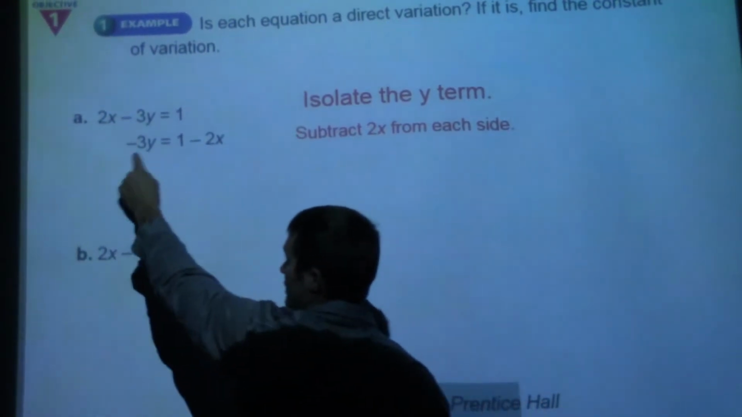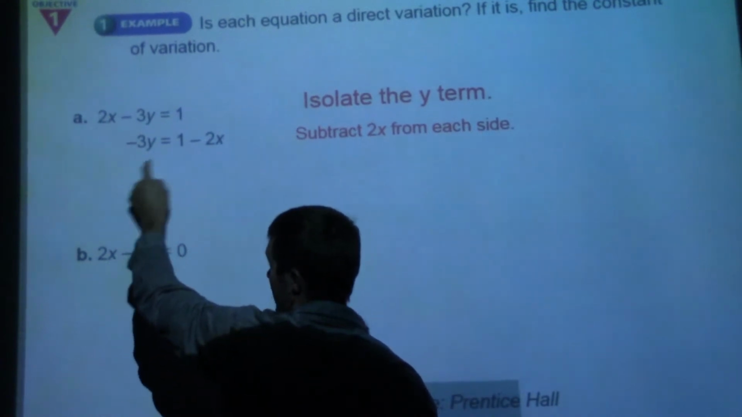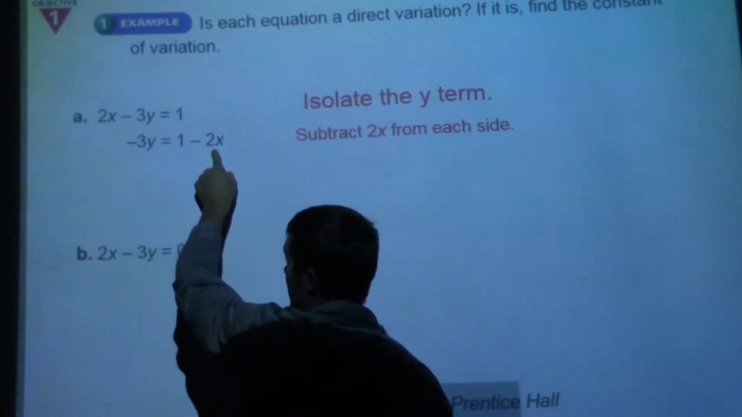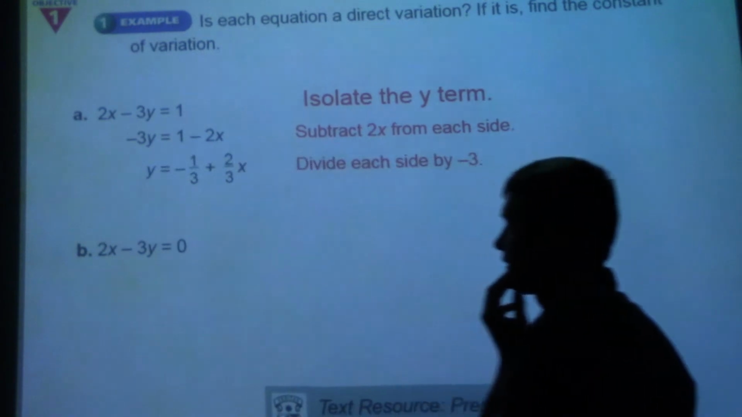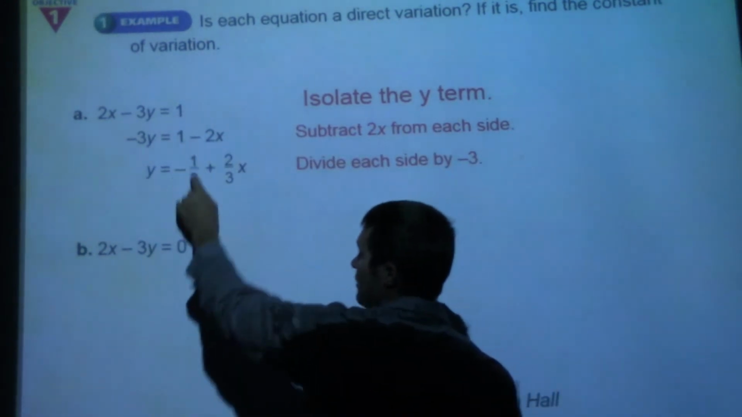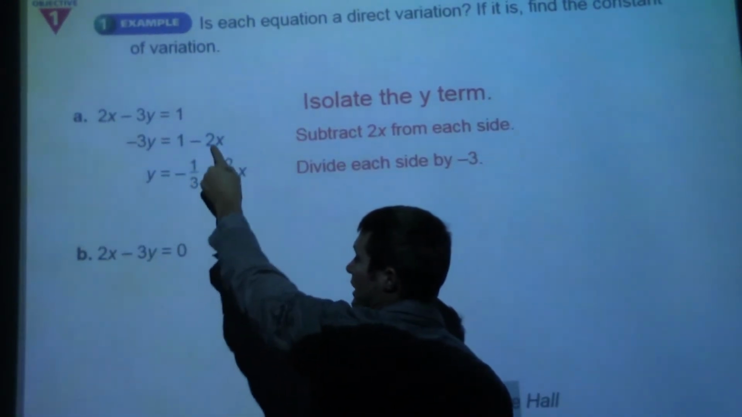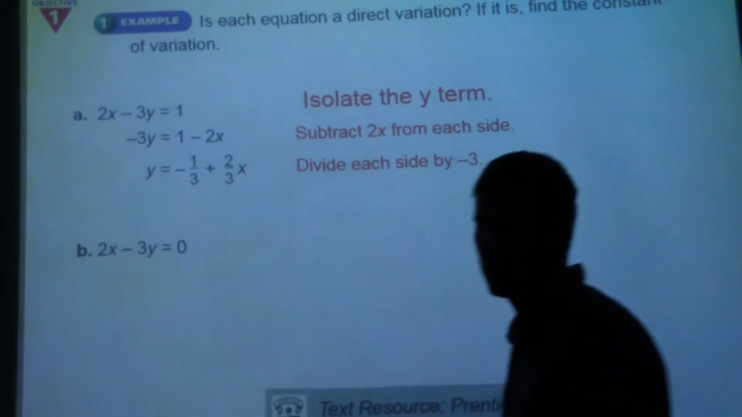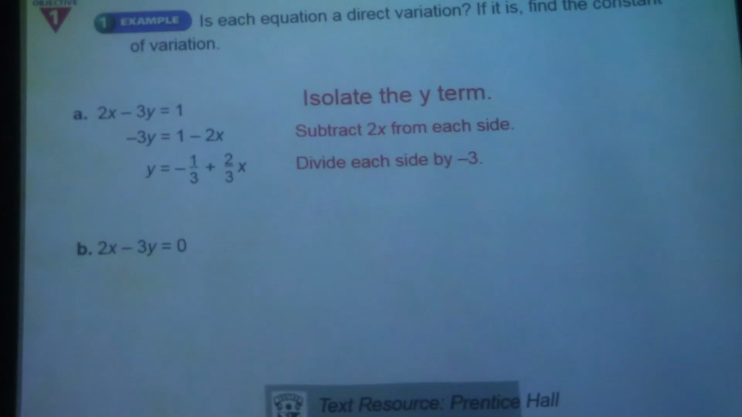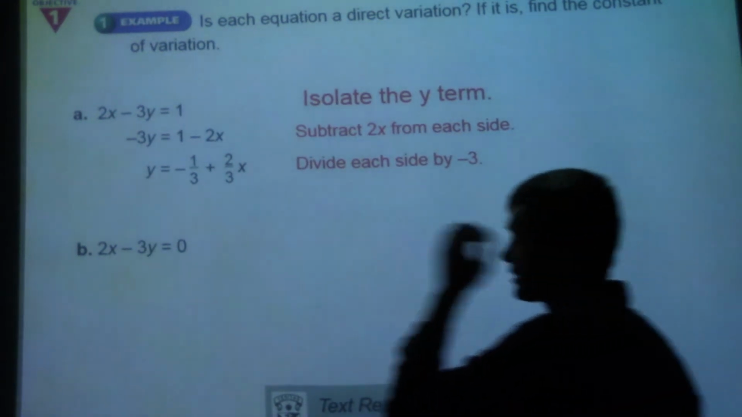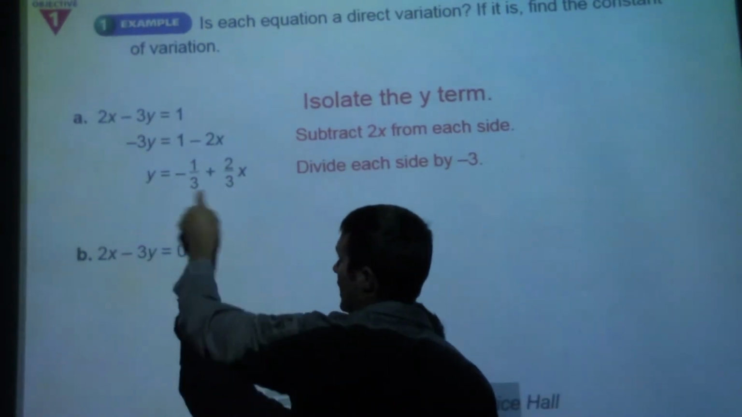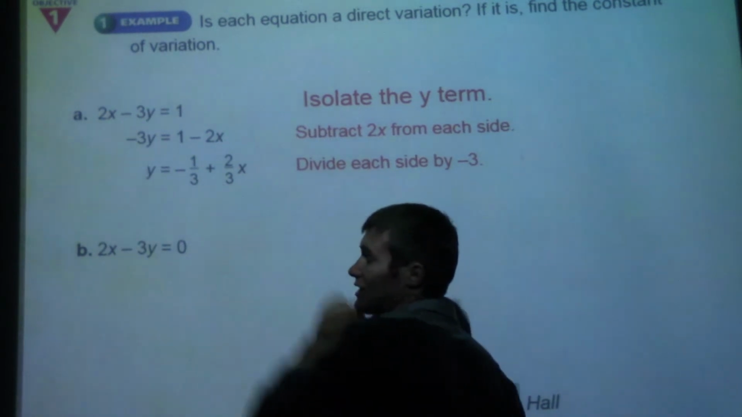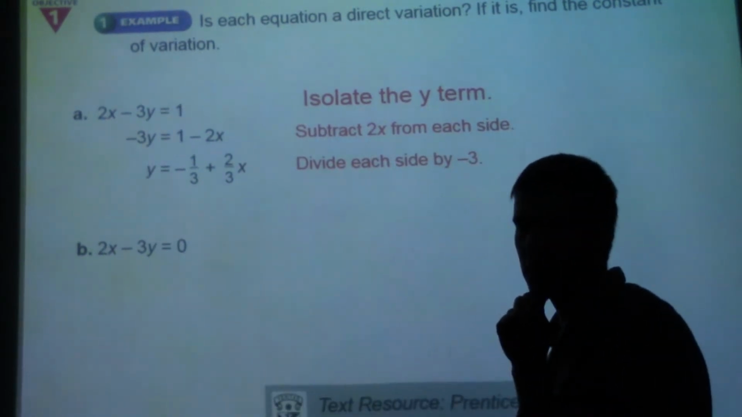Now I need to get rid of this negative 3. To do that, I divide 1 by negative 3 and negative 2 by negative 3. So 1 divided by negative 3 is just negative 1/3. Negative 2 divided by negative 3 switches to positive 2/3. Now, for it to be a direct variation, it needs to be a number times x. And as you can see, it's not just a number times x. We're adding this, so this is not a direct variation.